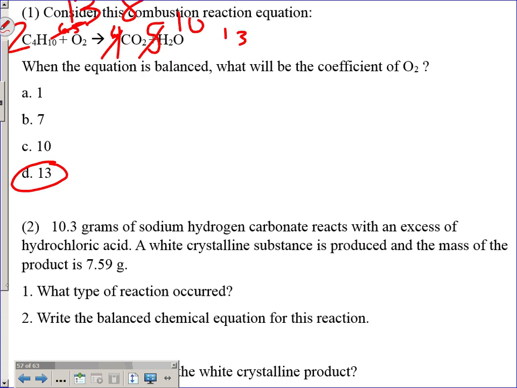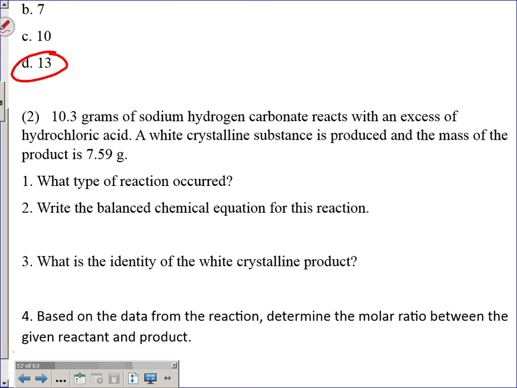If 10.3 grams of sodium hydrogen carbonate reacts with excess hydrochloric acid, a white crystalline substance is produced and the mass of the product is 7.59. First off, what kind of reaction is it? So I'll let you guys work through that for a second. You might want to write down the reactants and products.